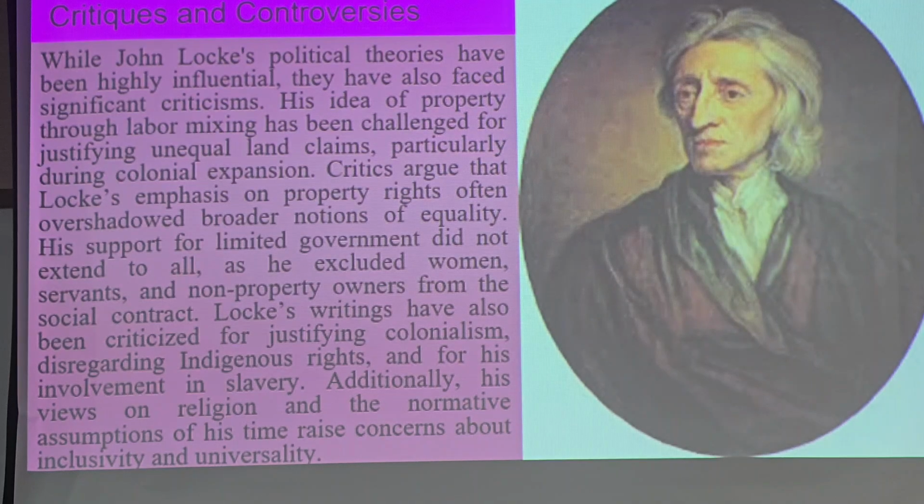Okay, his involvement in slavery here borders more on the reason why he excluded the women, the servants, and the non-property owners from having social contracts, because he said that they are dependent. They are not independent. I think that's where they.